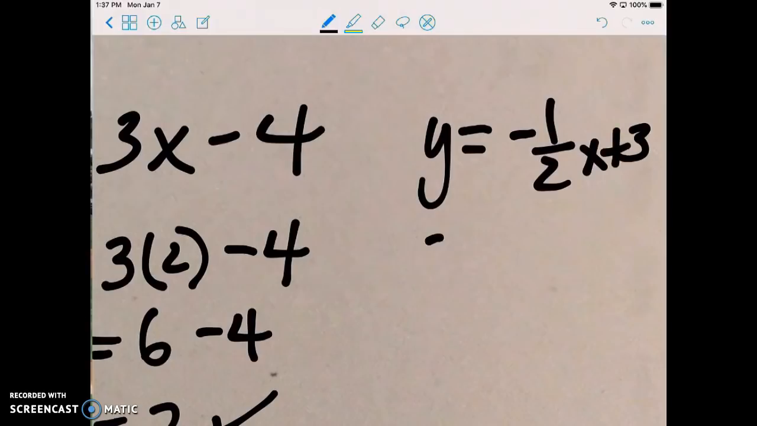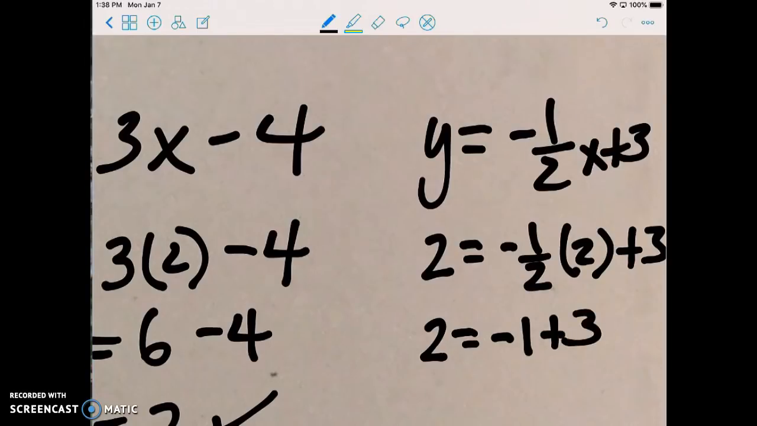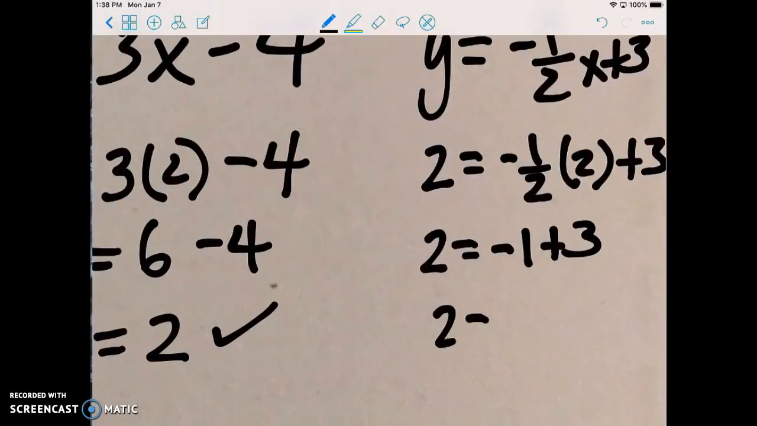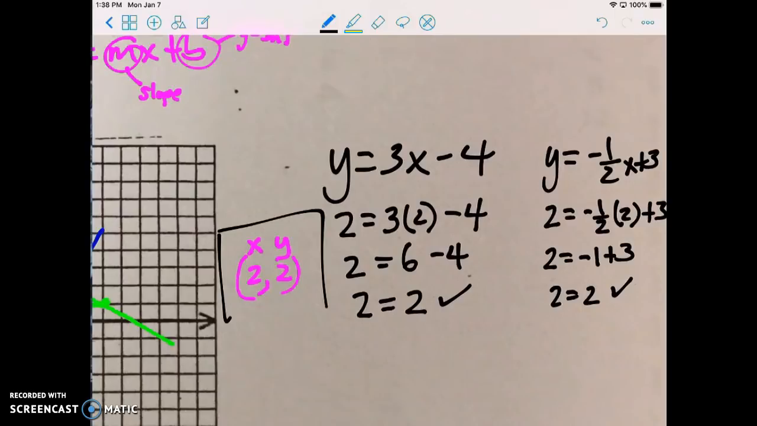And then again I plug in a 2 for the y, -1/2 times 2 plus 3. Well, this is still 2. -1/2 times 2 is -1 plus 3. 2 equals 2, so that checks out. So (2, 2) is a solution.